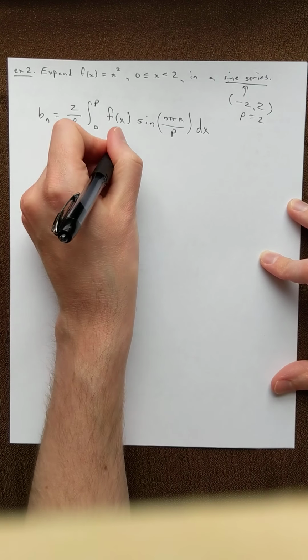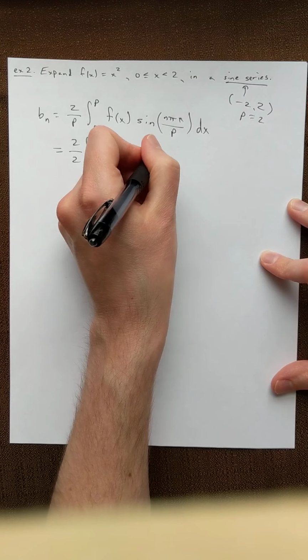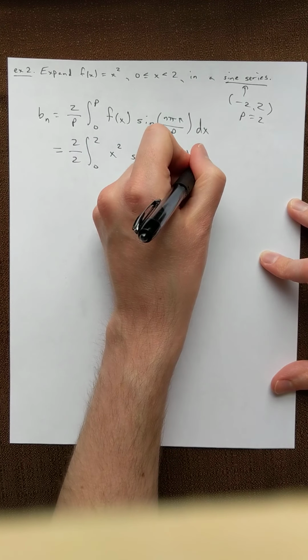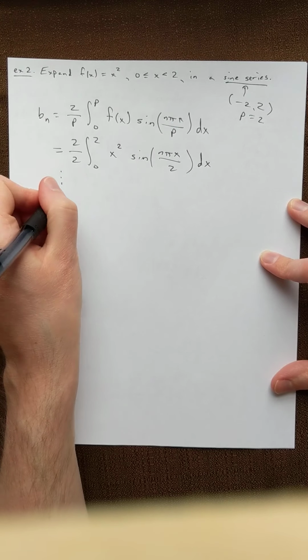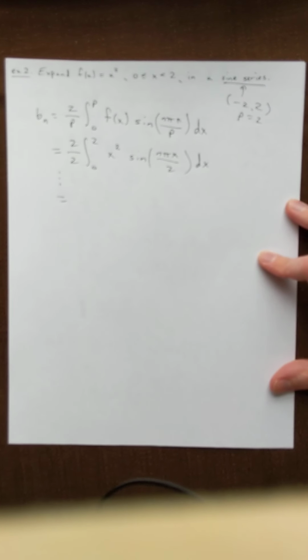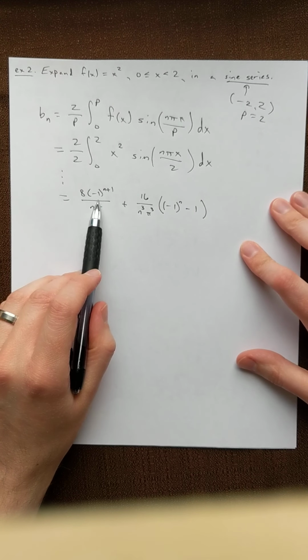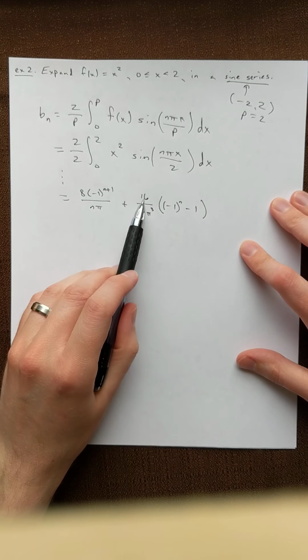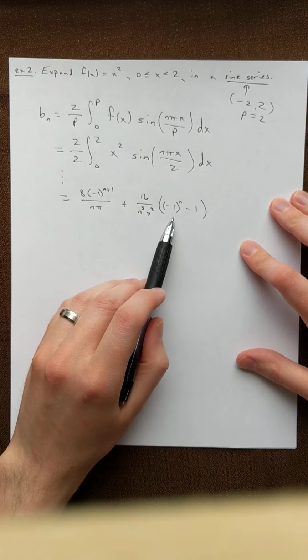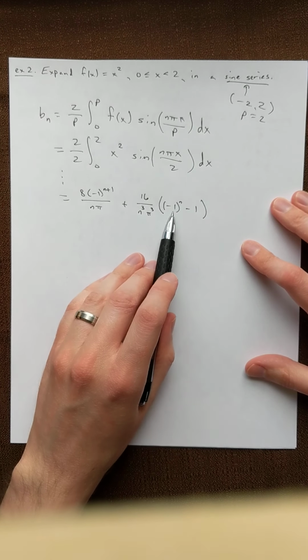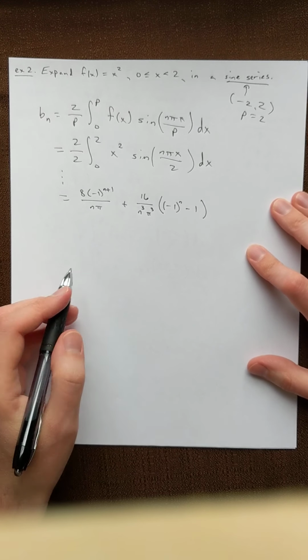0 to 2 of x squared sine of n pi x over 2 dx, which again is looking like integration by parts twice, and that should turn into 8 times negative 1 to the n plus 1 over n pi plus 16 over n cubed pi cubed times alternating sign minus 1. Again, remember alternating signs typically are coming from cosine of n pi's.